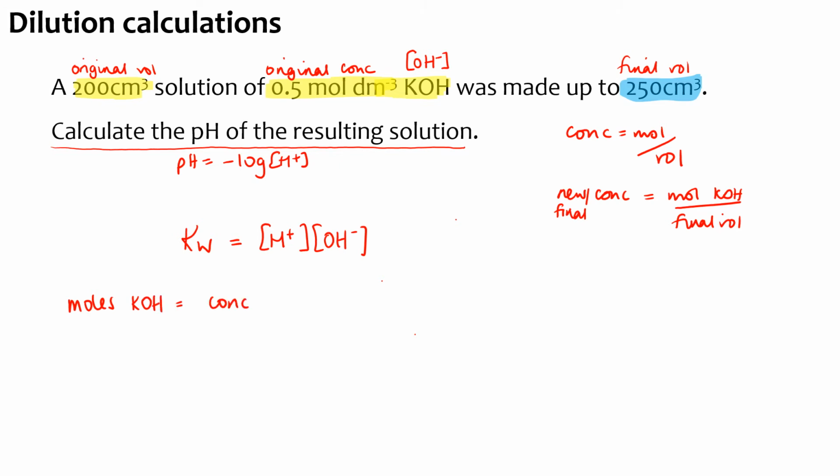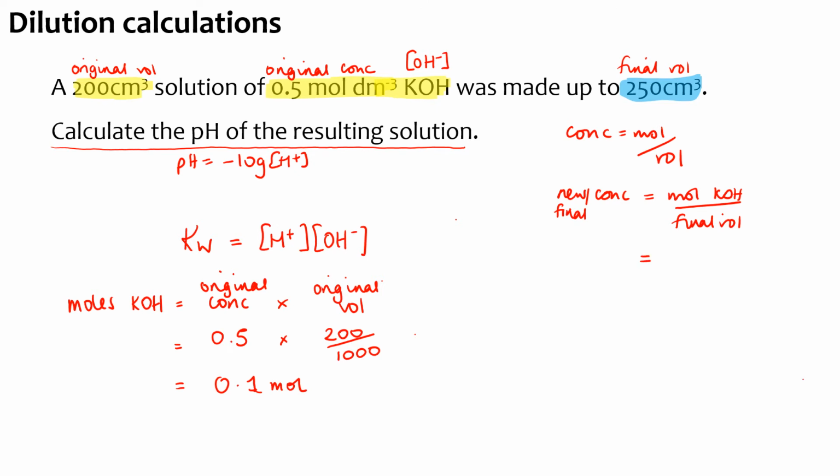And that is going to be the original concentration, which we know, times the original volume, which have also been given. So 0.5 is our original concentration times our original volume, which is 200 centimetres cubed, but we divide that by 1,000 to get it into decimetres cubed. And that gives us moles of 0.1 mole. And that is the moles of KOH. Now, as I've already said, the moles of KOH does not change, but when we add water, the concentration will.